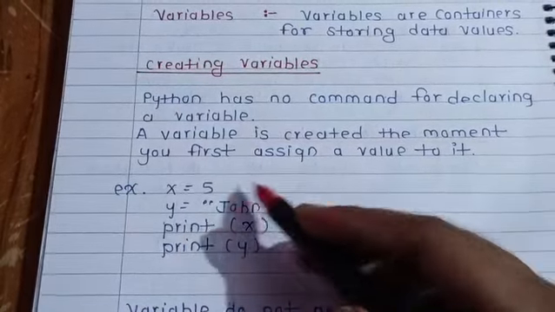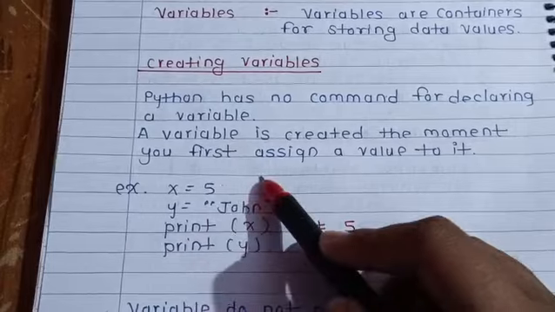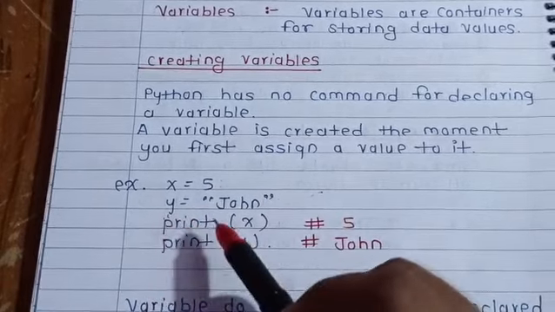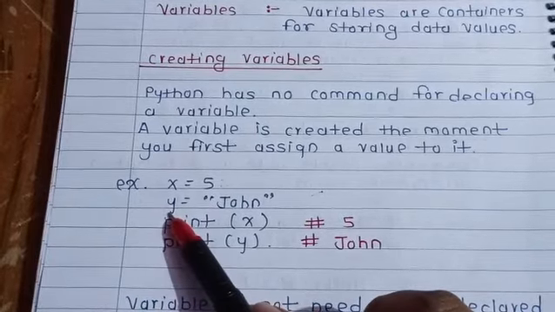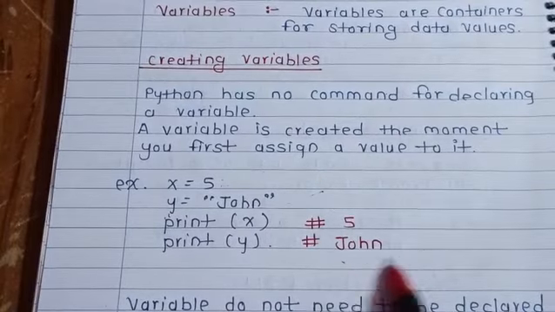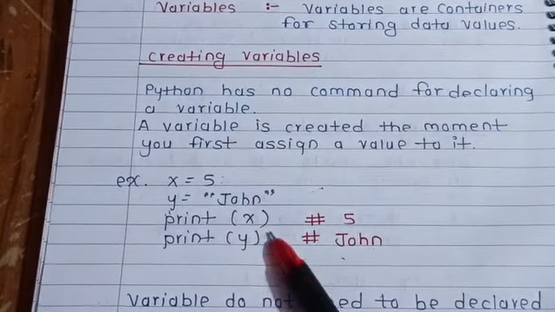We define the first value 5 as an integer, and then the string value we store in y. So this is the name of the data. We can say that the variable is the name of the data. Then this is the output of this code.